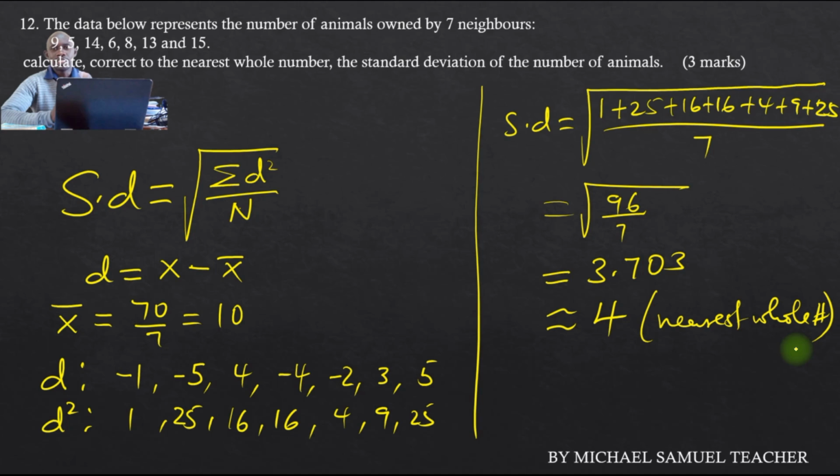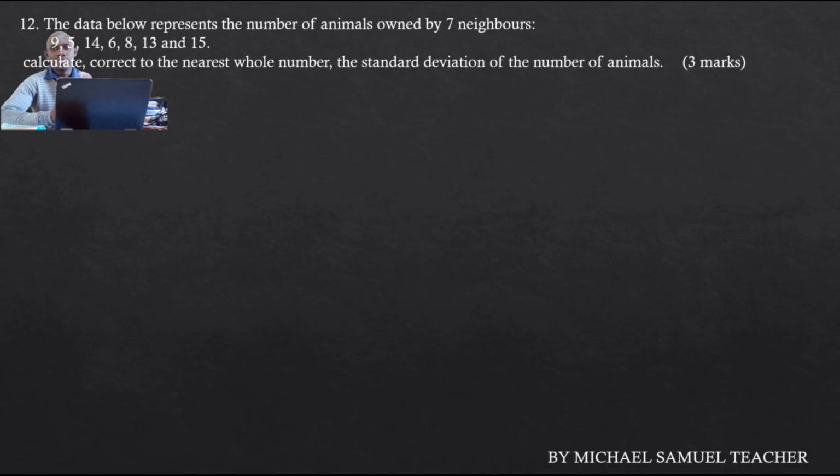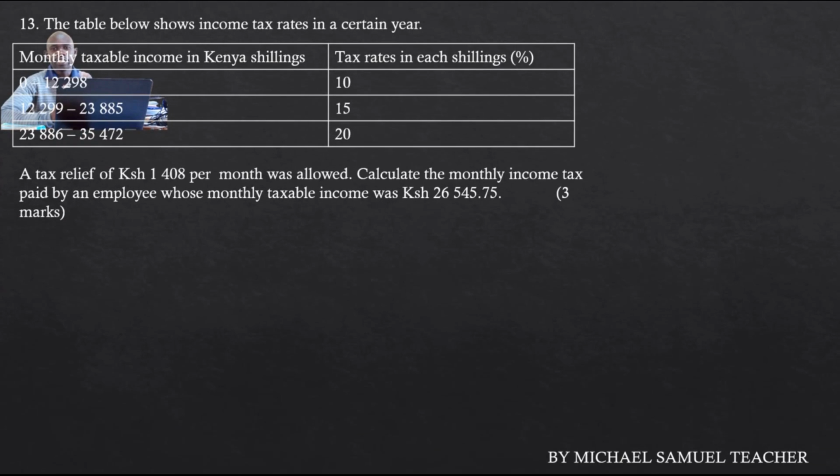We move on to question 13. The table below shows income tax rates in a certain year. We have monthly taxable income in Kenya shillings, then a column for the tax rate in each shilling. It's a percentage. So that is the tax bracket: first, second, and the third. Then a tax relief of 1,408 shillings per month was allowed.